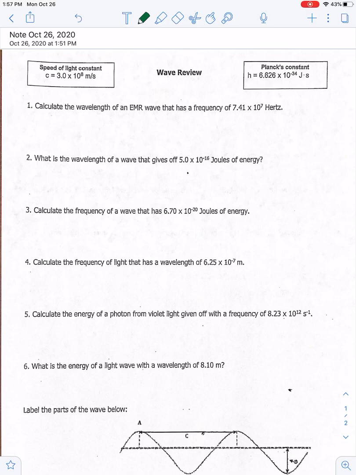All right, so in this video, I'm just going to go over a wave review. So we're going to go over wave calculations and which equations to use, the parts of a wave, and then we'll do a little bit on the EMR spectrum, and then we'll also do some conversions as well.